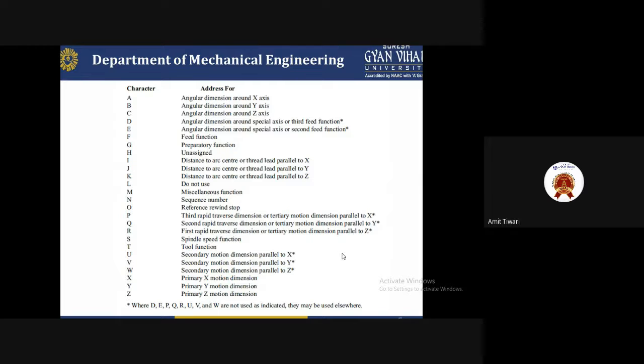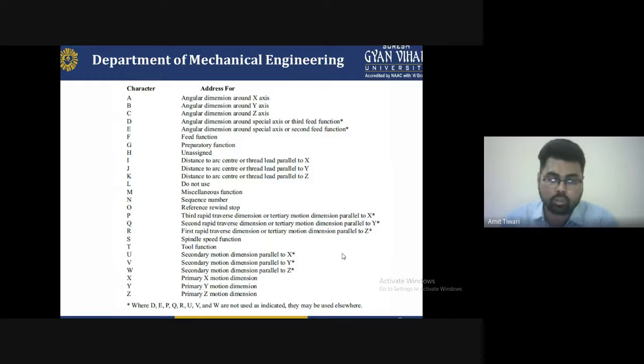L means do not use for the particular operation. M is equal to miscellaneous function, N is equal to sequencing number, and O is equal to reference wait stop. P is equal to the third party travel, transferring the dimension or trajectory. We can say that it is the motion dimension parallel to the x-axis. Q is equal to the first rapid, the dimensional trajectory motion in the dimension parallel to the z-axis also.